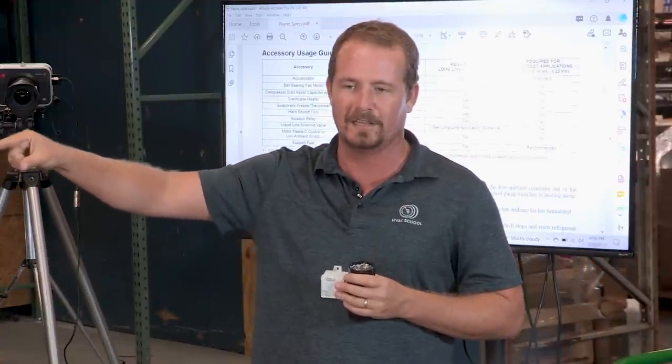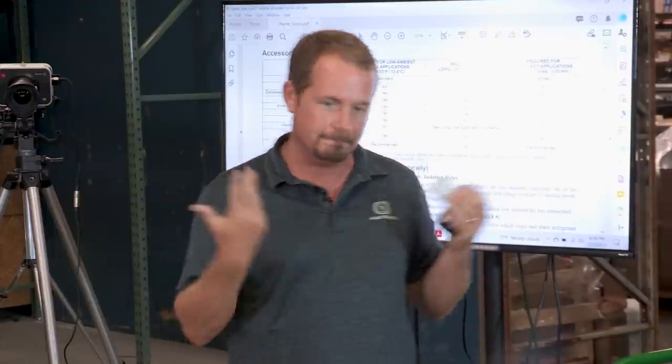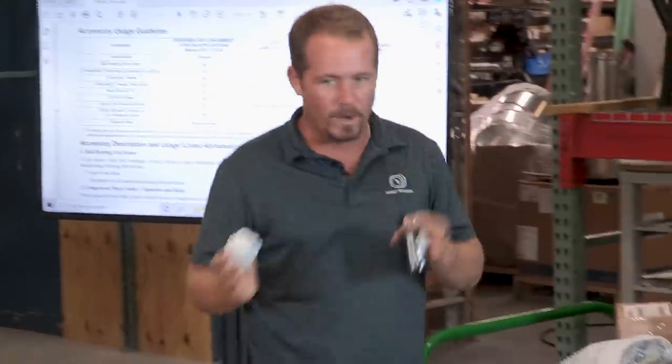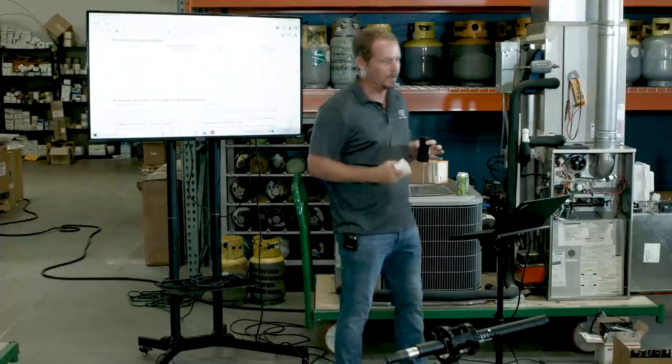What increases the likelihood of start winding failure? A hard start kit. Increased current. Anything that increases current, right? An oversized run capacitor, an oversized start capacitor, a relay that doesn't come out soon enough, right? Make sense?